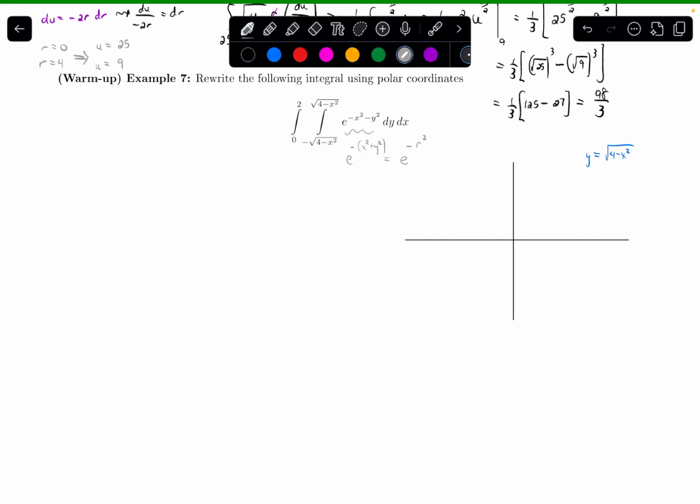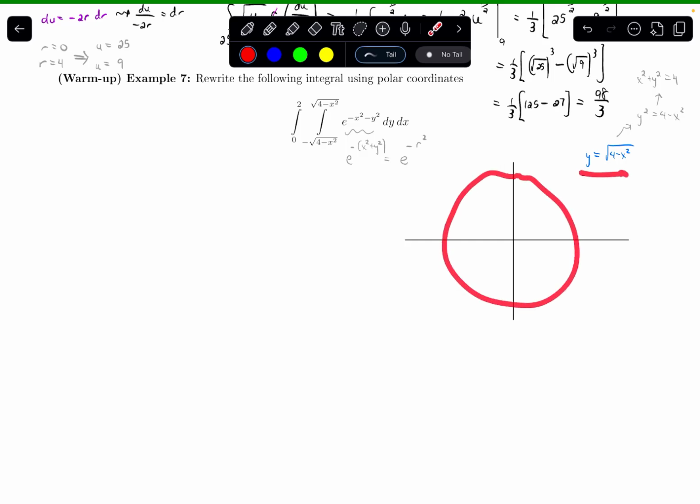One of the ways I can see that is if I were to square both sides, I would get y squared equals 4 minus x squared. And if I move the x squared to the left, I'll get x squared plus y squared equals 4. And I know that's the graph of a whole circle. So why is this one a semicircle?